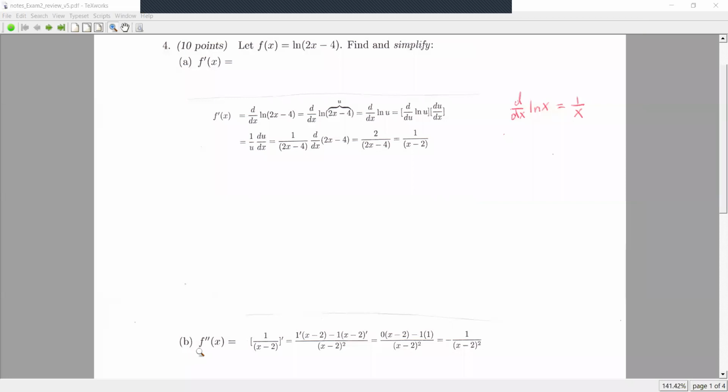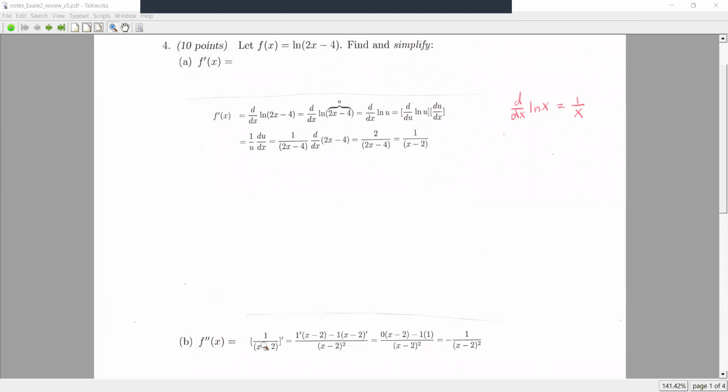Part B. Find the second derivative of function f. In part A, we have obtained the first derivative. The result is 1 over x minus 2. Now, take the derivative again.